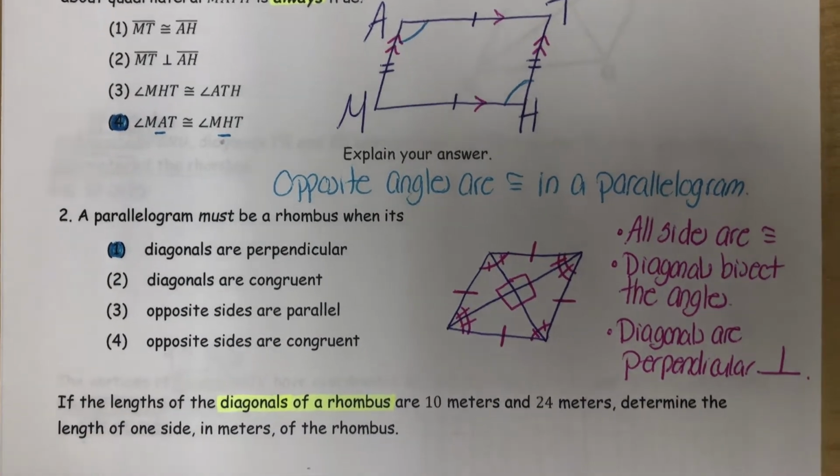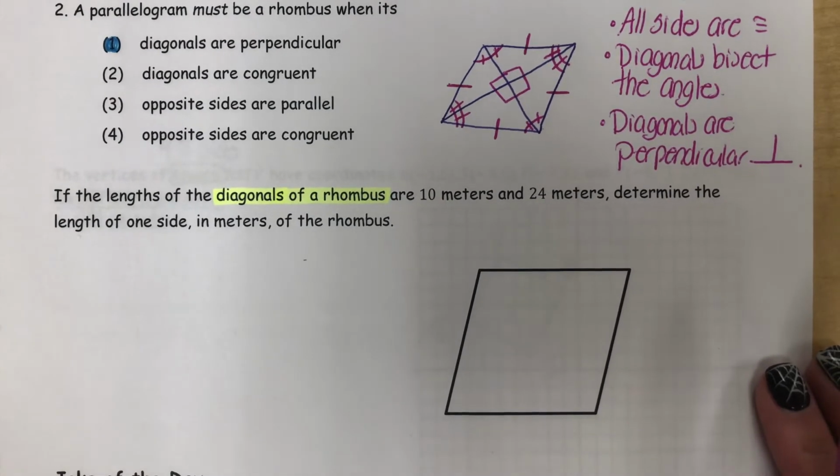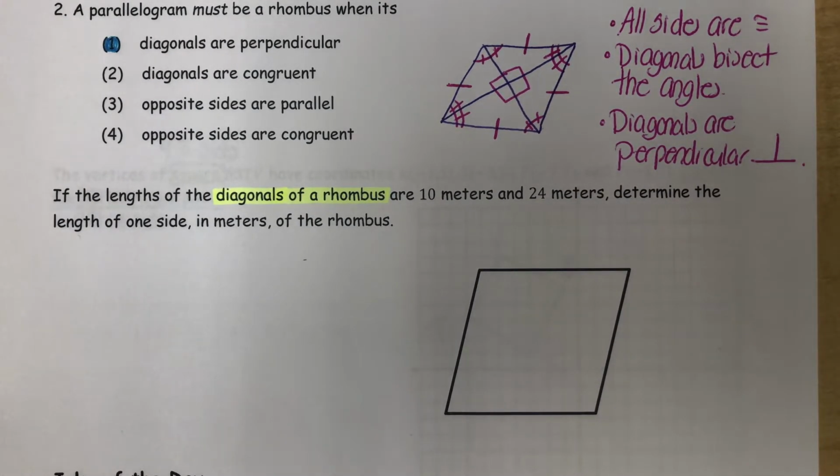Let's jump into the bottom here. It says, if the lengths of the diagonals of a rhombus are 10 and 24 meters. I'm immediately going to stop because it looks like they gave me a sketch of a rhombus.